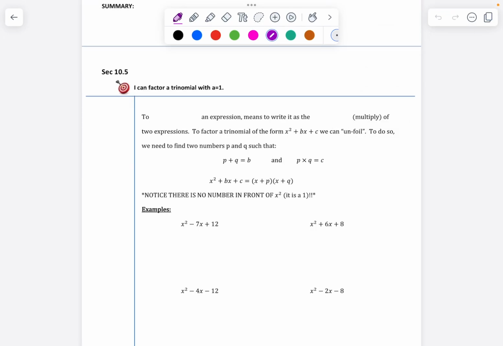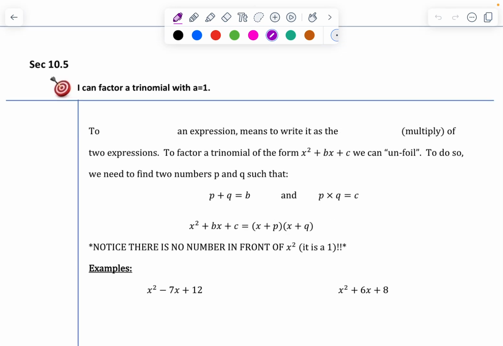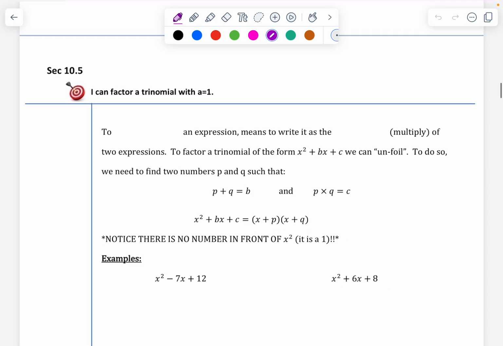Hey everybody, so we're going to be taking a look at 10.5 today. As we open up our notes and look at 10.5, our learning target for today is: I can factor a trinomial with a being equal to 1. What that means is we're going to have a polynomial that's going to look a little something like this.